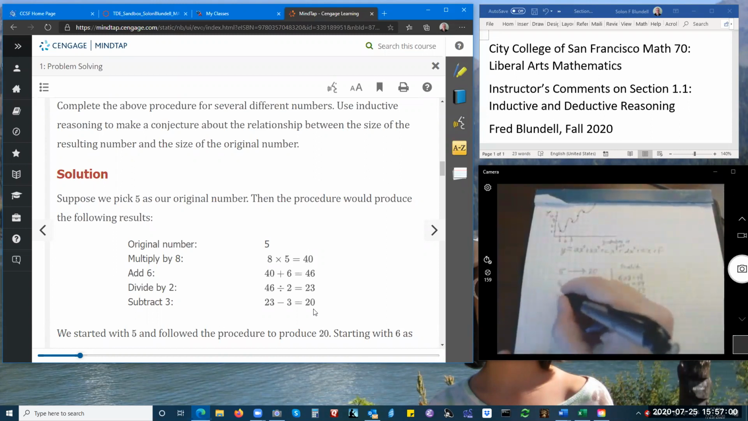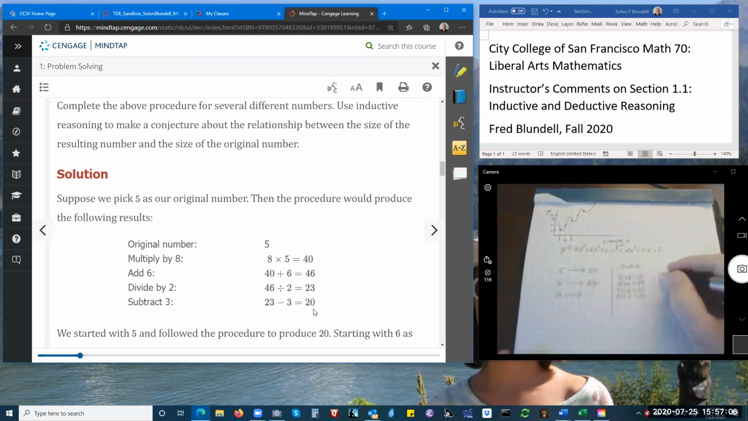And then if I do it with a 10, let's see what happens there. So I do 10 times 8, 80. Add 6, I get 86. Divide by 2, I get 43. Subtract 3, I get 40. So 10 went over to 40. You could do more of these, but look, 5 became 20, 6 became 24, 10 became 40.